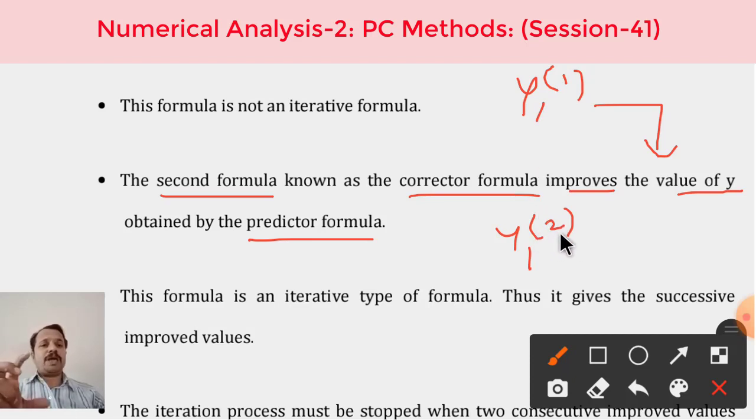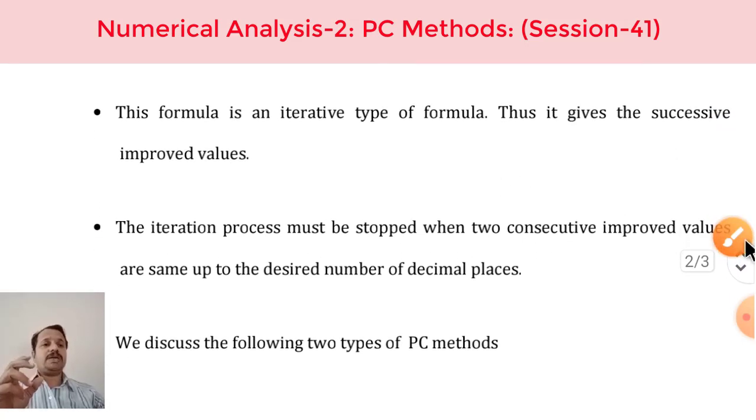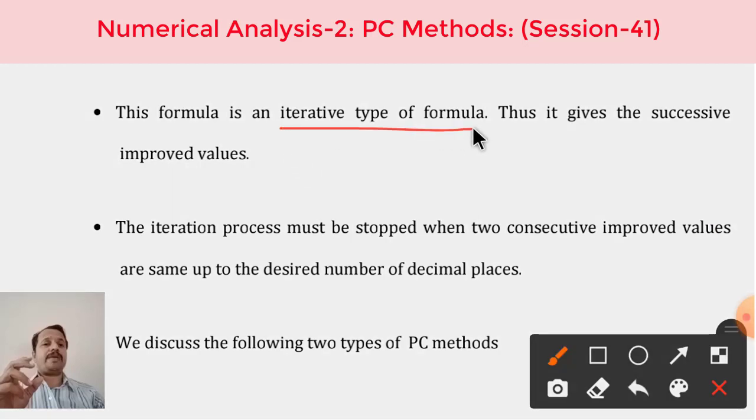Once we have this value, we can compute y13. We can compute the third corrected value y13 using this particular y12, that is the previously improved value. That will be used to compute y13, the next better approximation of y1. So in this way, the corrector formula which we are using is an iterative type of formula, and it gives us successive corrections to the value of the unknown.